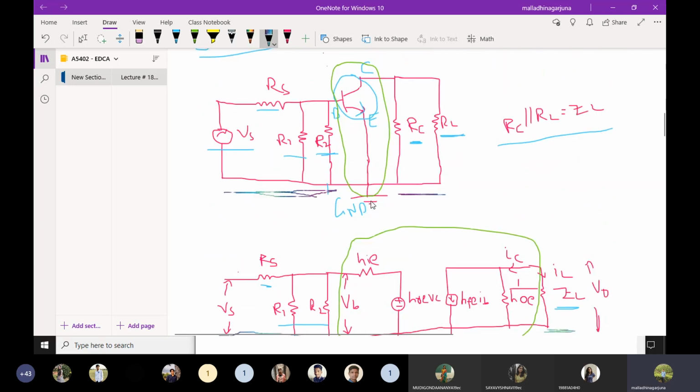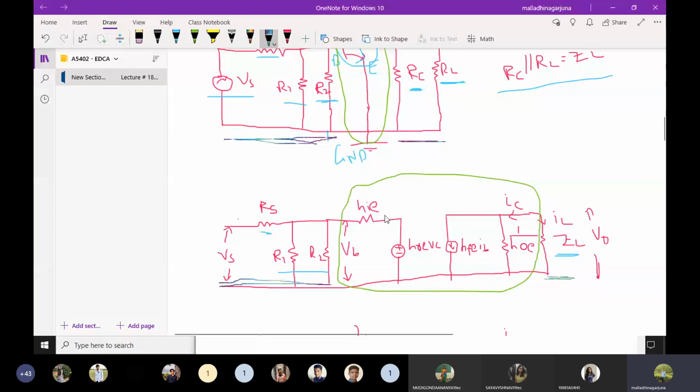So in the place of the transistor, we replaced it with the H parameter model of the CE amplifier, because this is a CE amplifier now. So we are replacing the transistor with the H parameter model. And the final one is this, our circuit diagram. Later we will see that we can simplify it further.